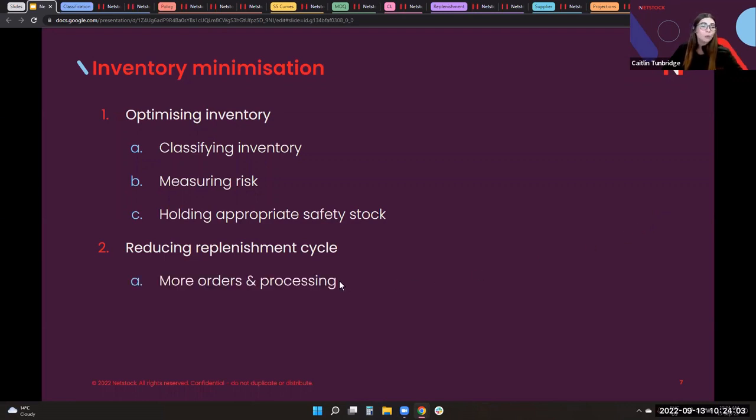We also need to think about what these types of decisions will have on the business in terms of increasing the order frequency and meaning more orders and processing for our warehouse. It also means we're holding a lower model stock level on average, but it also means that we have higher risk now due to the frequency in orders, and therefore we need to hold a little bit more safety stock to protect ourselves against that higher risk.